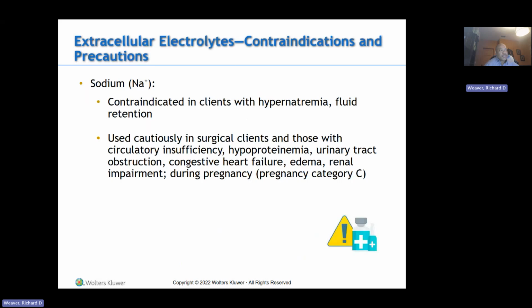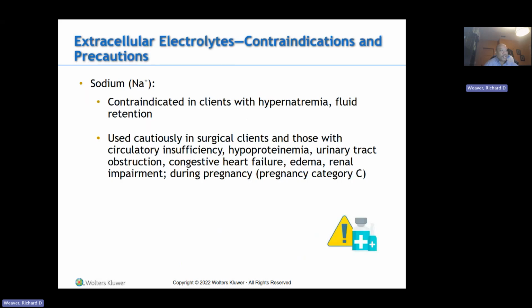Use cautiously in surgical clients with circulatory insufficiency. They don't have enough circulating volume. Hypoproteinemia, people who have low protein in the blood. Be cautious with those patients. I mean, they're already losing fluids anyway because they don't have the oncotic or colloid pressure that is produced by albumin. So be cautious with sodium.